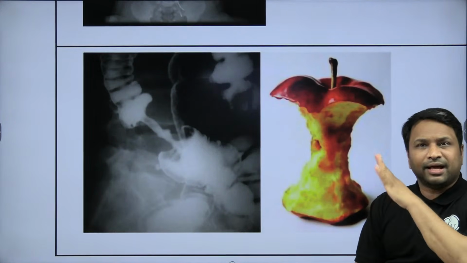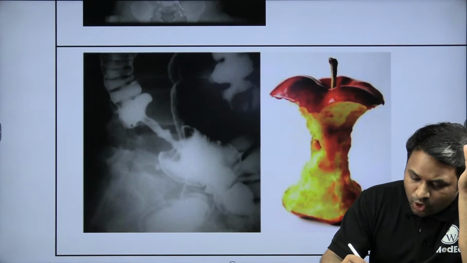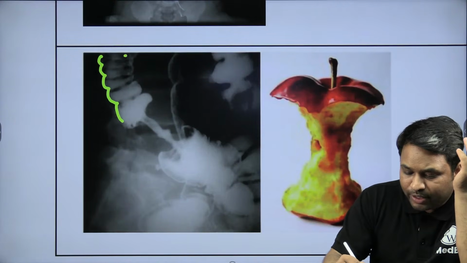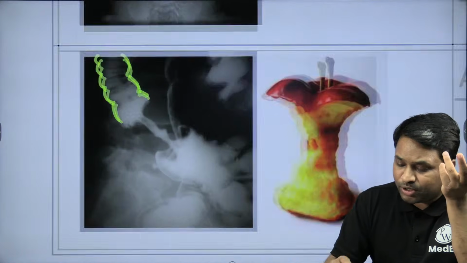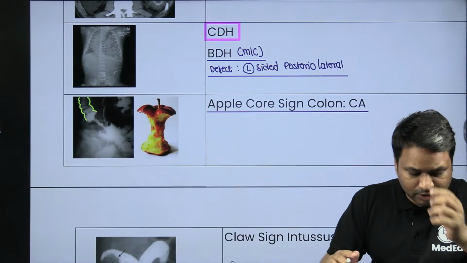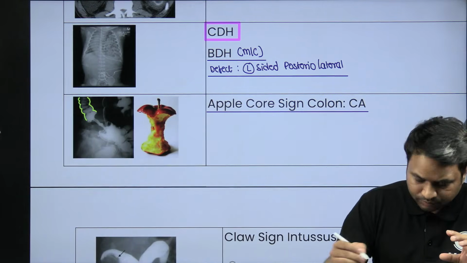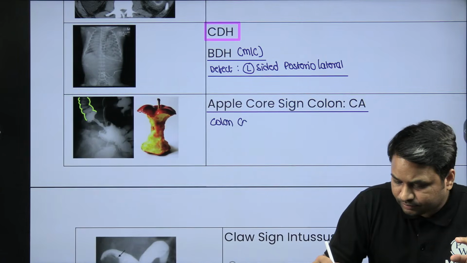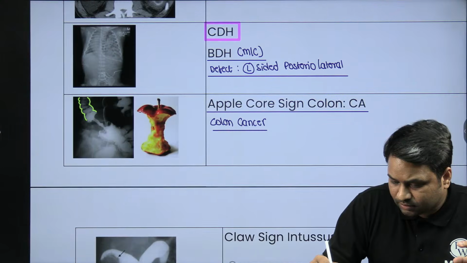This apple core sign, I'm saying it is not esophagus. So what is it? You can clearly see that there are these haustrations. So whenever you have haustration, there is going to be colon. So when you have colonic haustrations with apple core sign, this is only possible in colon cancer. It is colon cancer.